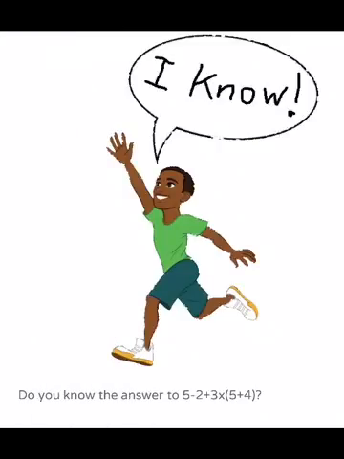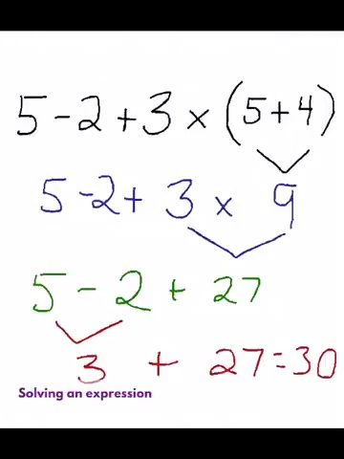You can only know this correct answer if you know the order of operations. As we look at this expression, we first realize we have to do what's in the parentheses first. Then, on the second line, we have to do the multiplication. On the third line, it's adding and subtracting, or in this case, subtracting and adding, and we can do those from left to right. Once we solve that, we get 30.